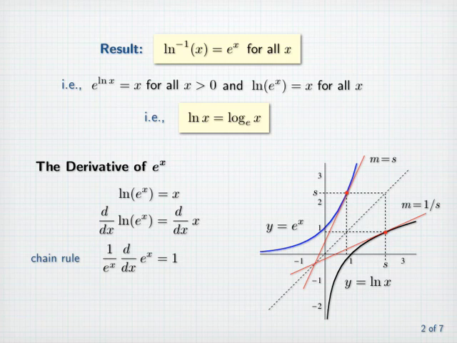So we just multiply by e to the x, and we have the derivative of e to the x with respect to x equals e to the x. So the base e exponential function is its own derivative.